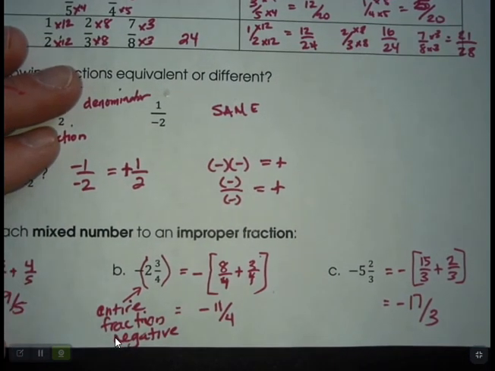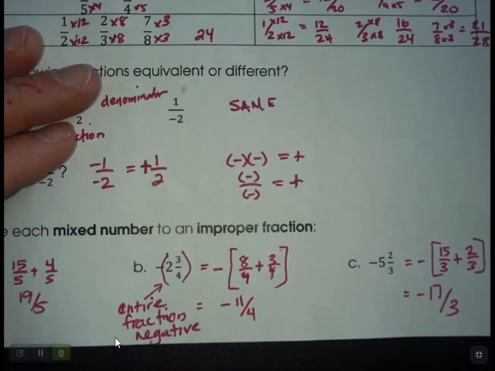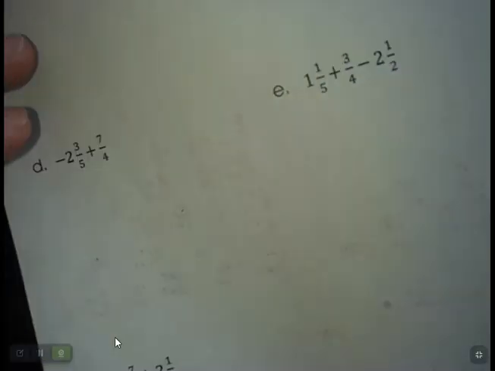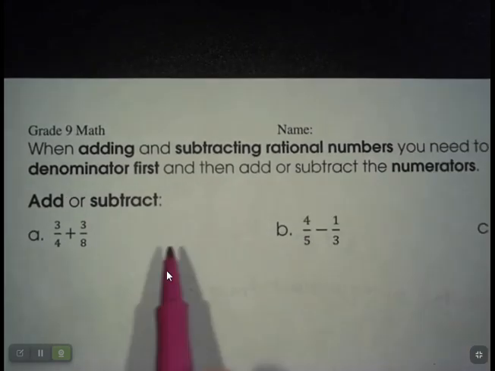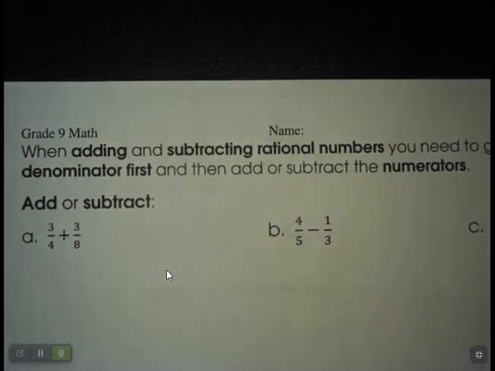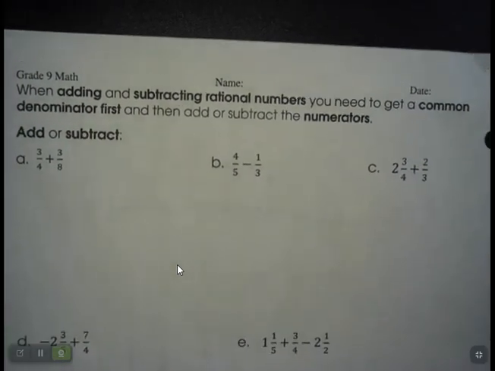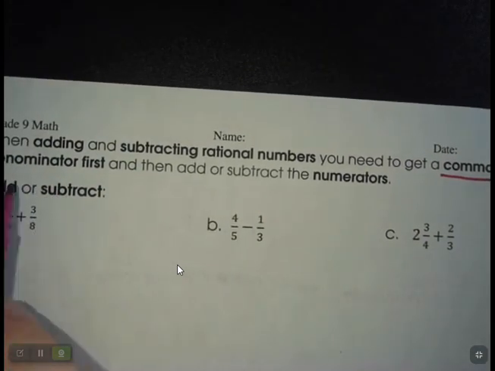So you're going to be asking, why are we focusing on these? Why are we changing from a mixed number to an improper fraction? It's because the adding becomes easier and the subtraction becomes easier when they're improper fractions. They're easier to understand. All right? So this is kind of the major task here. So when adding or subtracting rational fractions, we need to get a common denominator first.